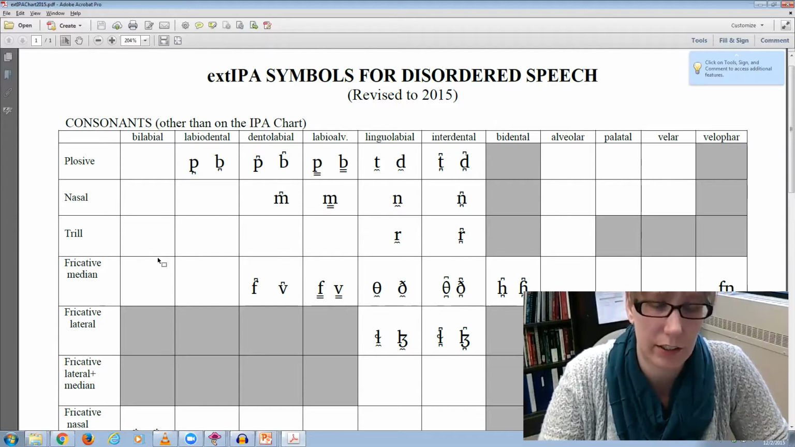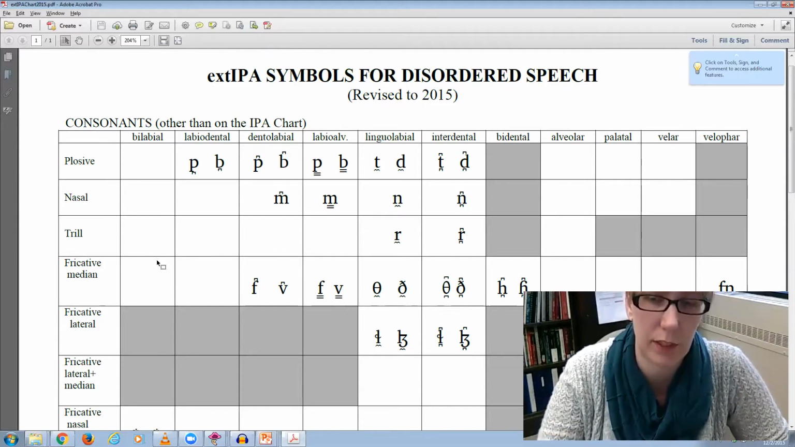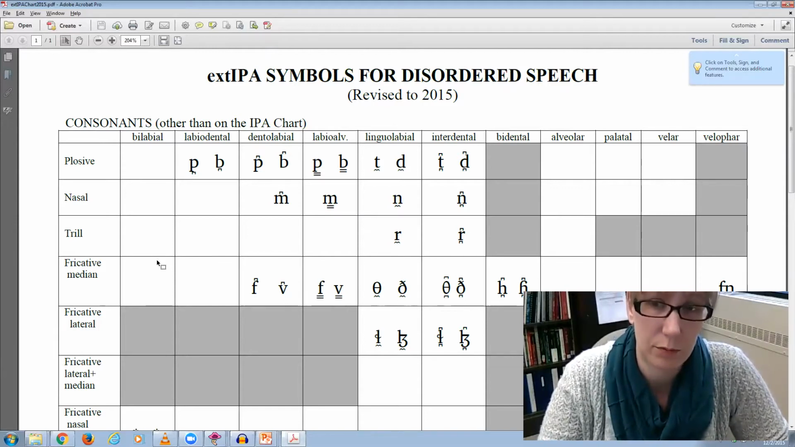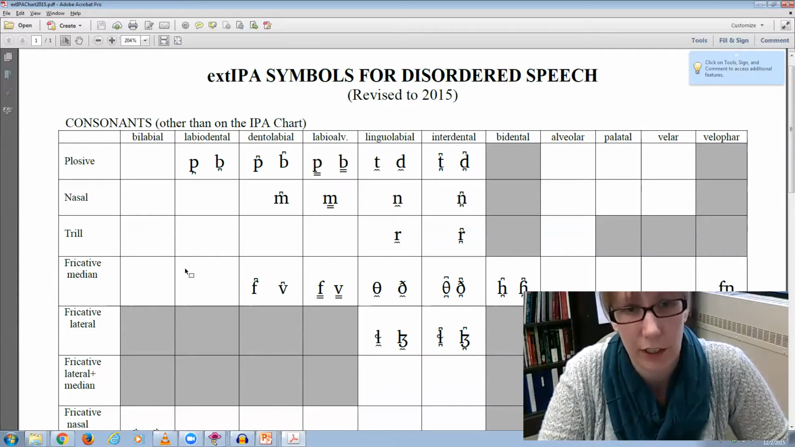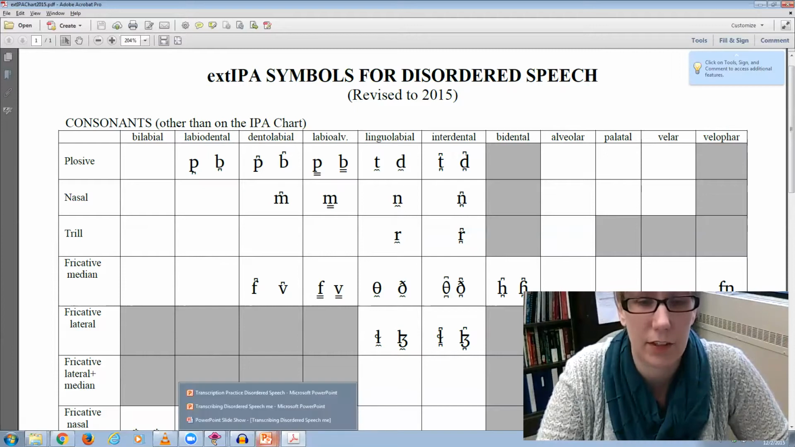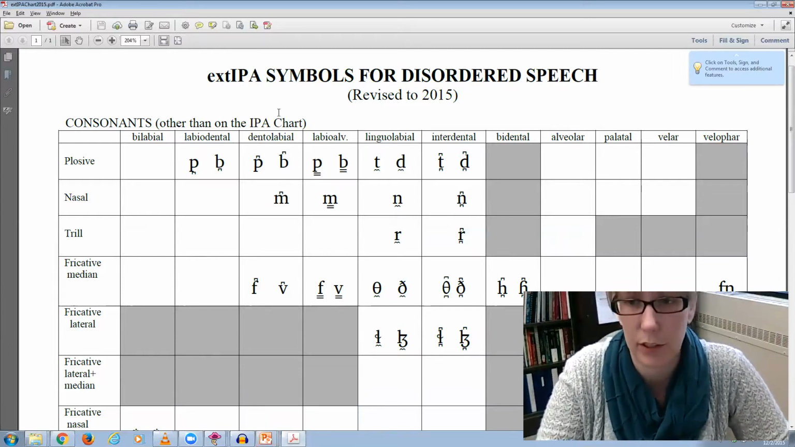But these are extra symbols that were agreed upon by phoneticians to add because the International Phonetic Alphabet was originally only designed to cover all the sounds in human languages. But when you're looking at disordered speech, people can actually make sounds that no actual language uses in its normal everyday speech. So there were instances of sounds that people couldn't transcribe because they didn't have symbols for them. So that's why we have this set of extra symbols that we're going to be talking about.